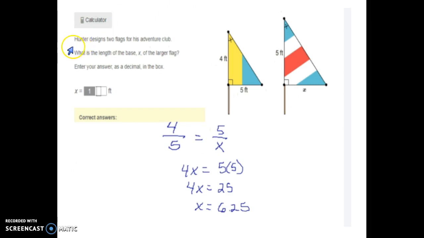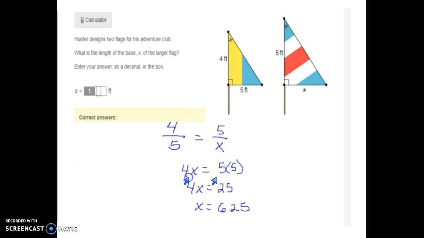This one says Hunter designs 2 flags for his adventure club. What is the length of the base of the larger flag? So they've set it up for us. You can see we do have similar triangles. And because they've marked these angles congruent and these angles, the angle-angle similarity postulate tells us we have similar triangles. So we can say that 4 is to 5 as 5 is to x.